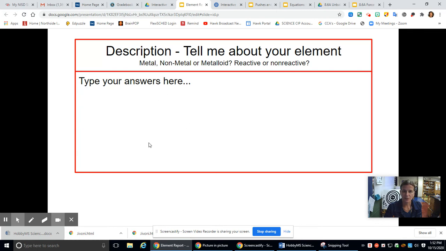So you're going to give me a description about your element. Tell me, is it a metal, a non-metal, a metalloid? Is it reactive, non-reactive? Just describe it. Give me a description from what you know, from what you've learned.